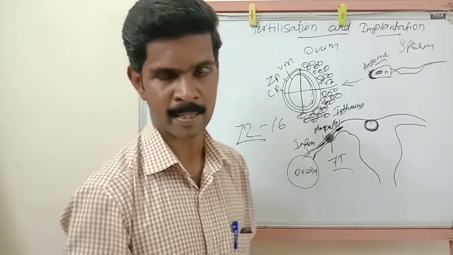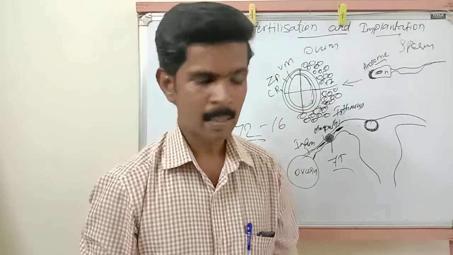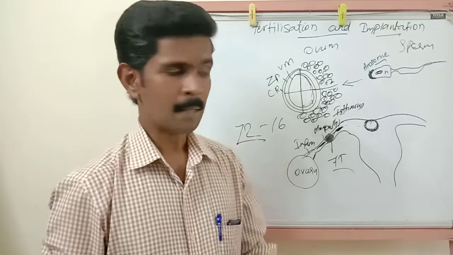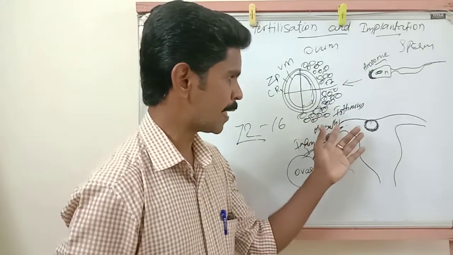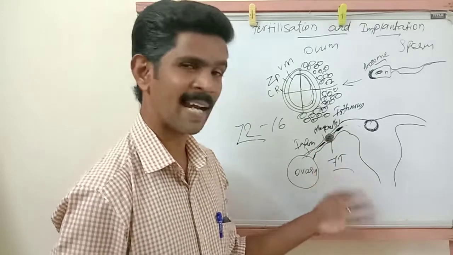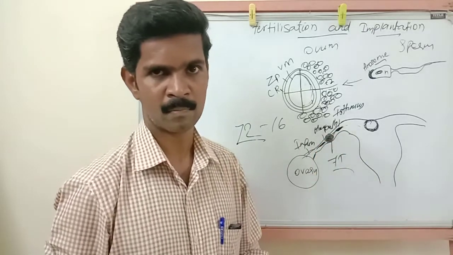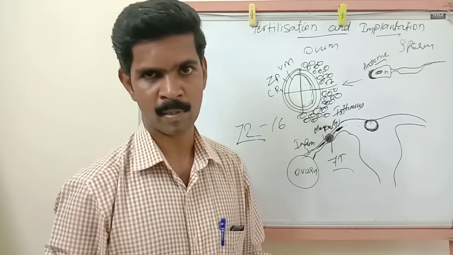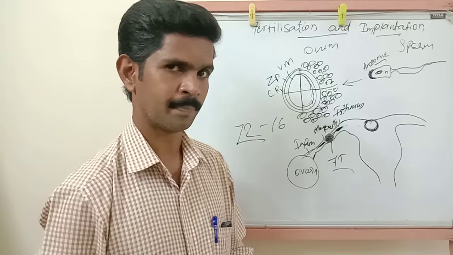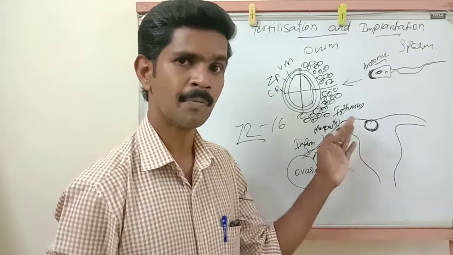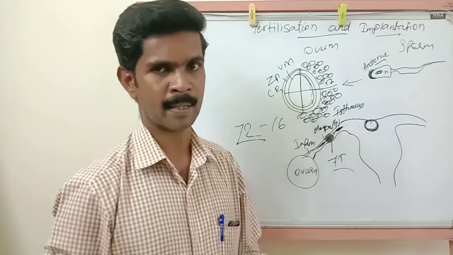It is very dangerous, because it leads to internal bleeding. If ectopic pregnancy takes place inside the fallopian tube, sometimes the fallopian tube can rupture or break down, so it can lead to death also. So ectopic pregnancy is very, very dangerous to both the fetus and the mother.